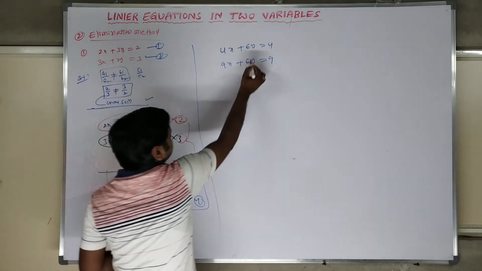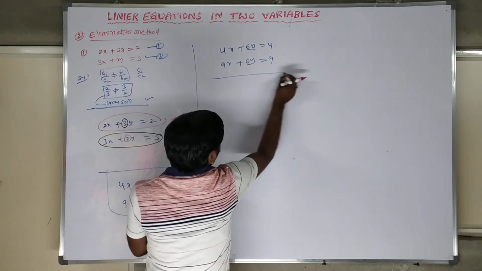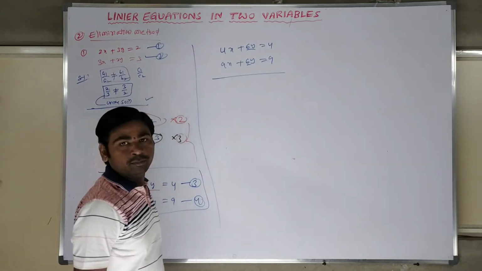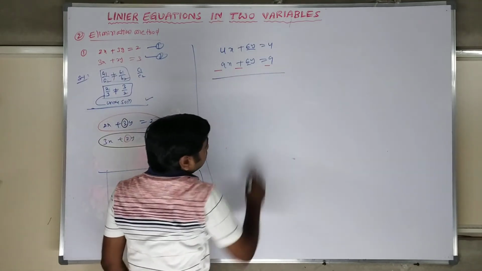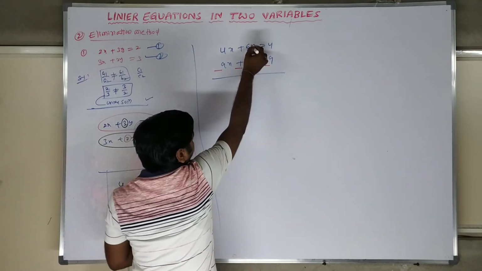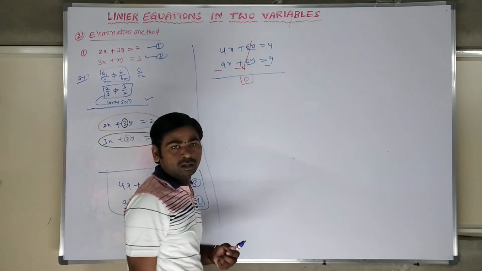If both signs are same, start eliminating. If both signs are same, you should not cut. Please change the signs. So I am going to change the signs. The moment you change the signs, minus 6 plus 6 is going to cut.